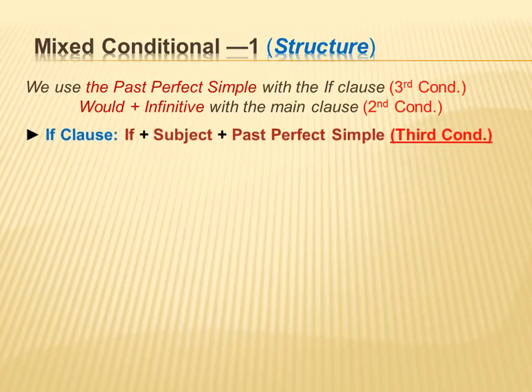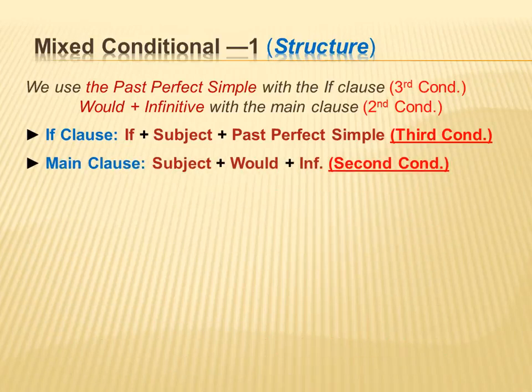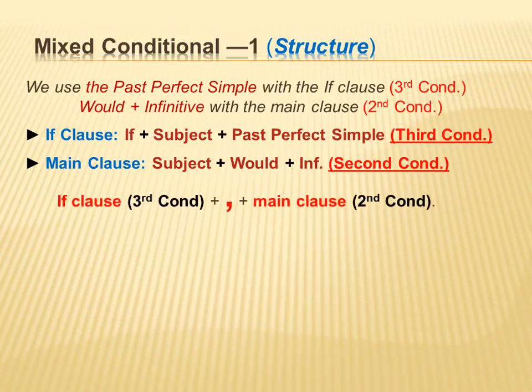This is the formula of mixed conditional one. In an if clause, you have to use if plus subject plus past perfect simple in the third conditional form, and in the main clause you have to use subject plus would plus infinitive in the second conditional form, and you have to put them together to make one more conditional. It means that we have to use the third conditional with the second conditional to make one more conditional that we call mixed conditional one.